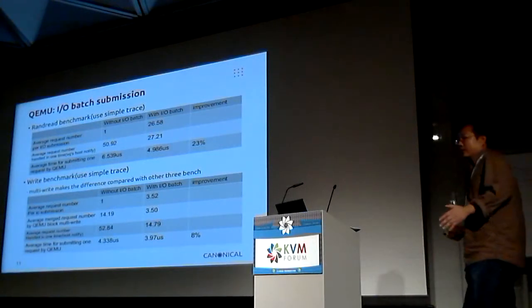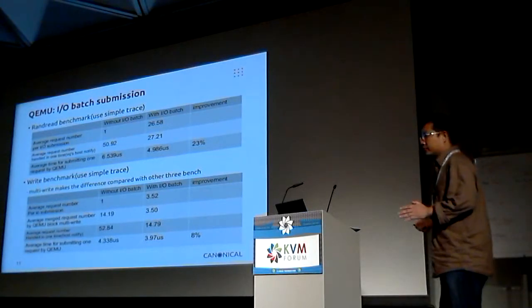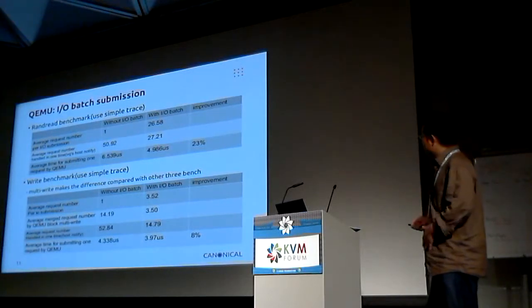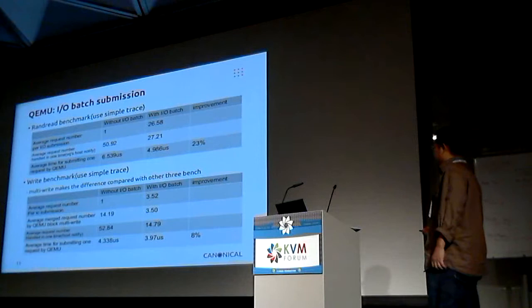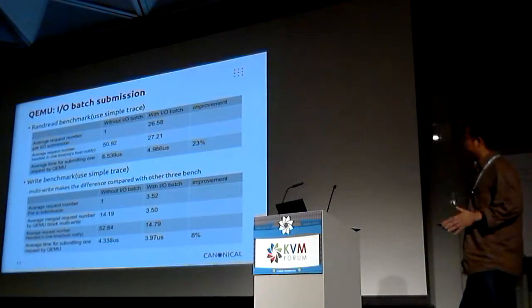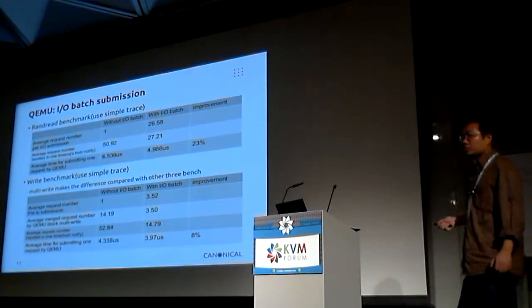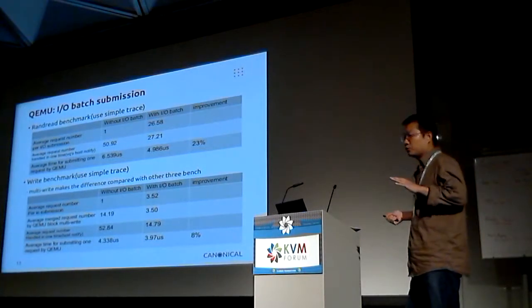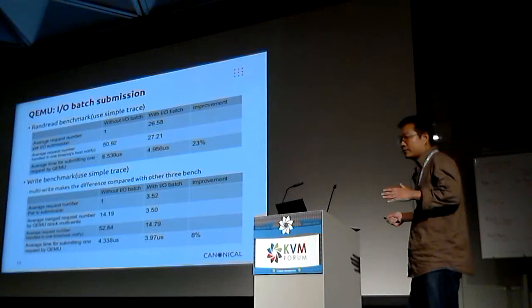Why doesn't write get much improvement? It's multi-write that makes the difference, because multi-write will use write merge to merge the sequential writes aggressively.